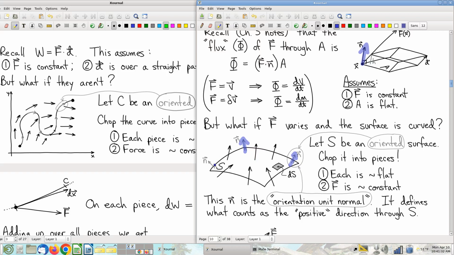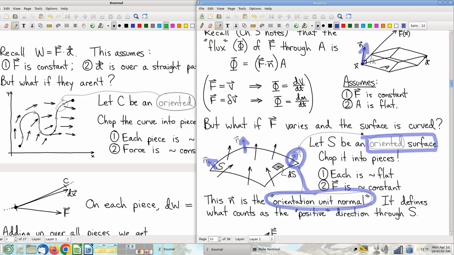You've got to pick on your surface which way through the surface is the one that you're considering the right, or the positive direction through the surface. And that choice is called the orientation unit normal, and that orientation unit normal paired with the surface makes this an oriented surface. So, new concept.